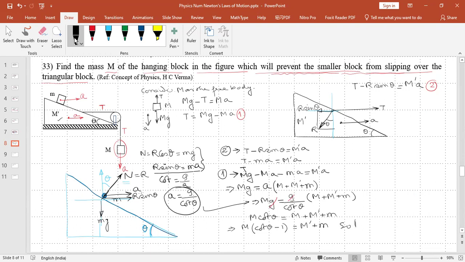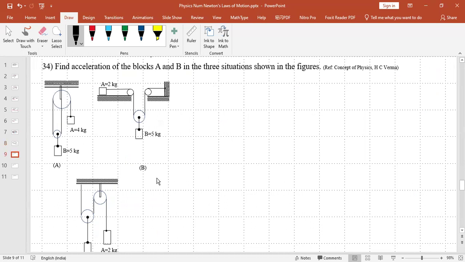So what we get? The value of capital M so that the small body does not slip over the triangular block is equal to capital M dash plus small m divided by cot theta minus 1. So this is the answer. Let's go to the next question.